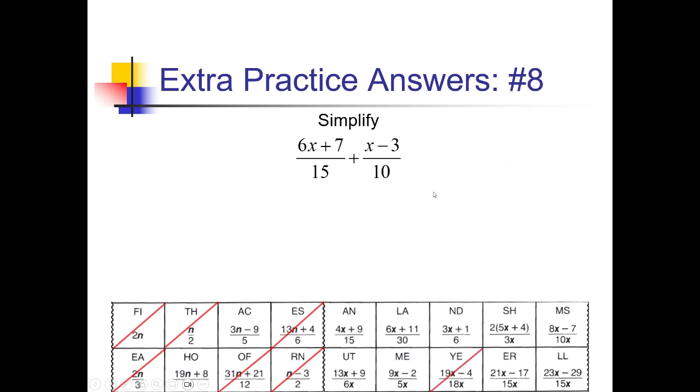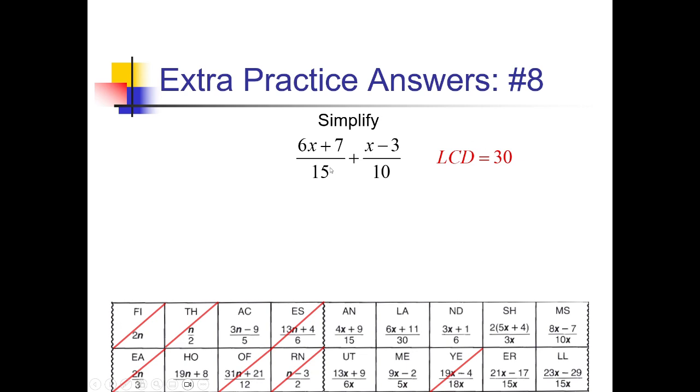Next up, number 8. Let's look at our denominators. 15 and 10, those are different. So let's get a common denominator. Bigger number is 15. 10 does not go into that, so let me take some multiples of 15. The next one is 30, which 10 does go into. So 30 then is our LCD here, and there was nothing else to worry about.